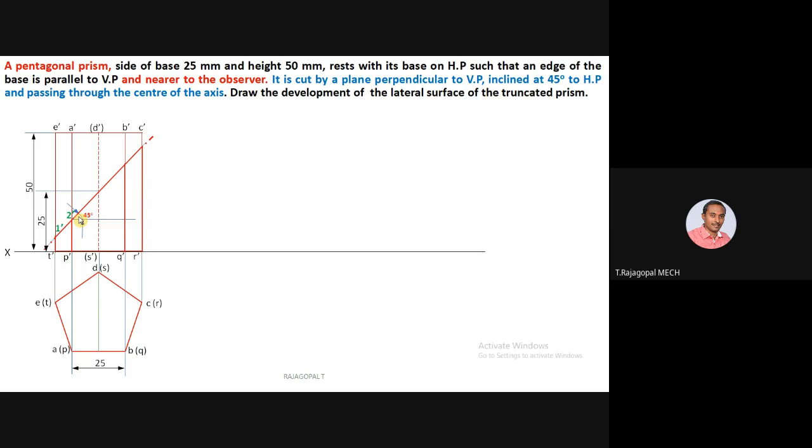While marking section plane cutting points, keep in mind that you have to follow the top view. Then it will give you a better understanding, and you can also avoid mistakes. On ET, E dash T dash, we first marked 1 dash. Next on AP, A dash P dash, we marked 2 dash. Check your top view, what is next here? BQ. That is your BQ, B dash Q dash.